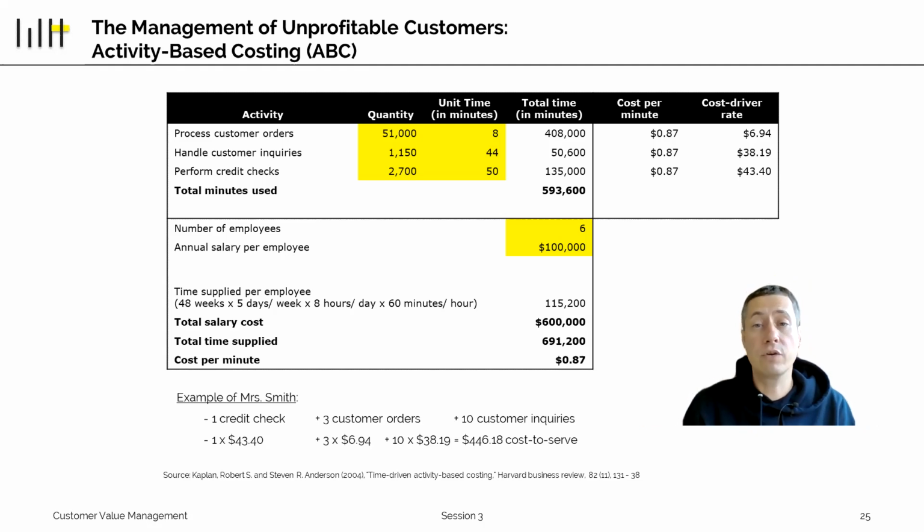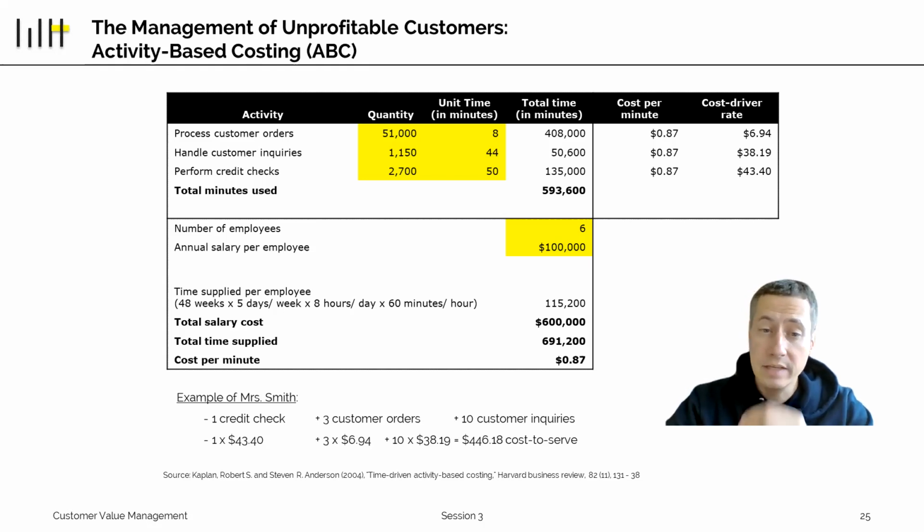And now you look at each individual customer. Take Mrs. Smith. There's one credit check that Mrs. Smith has to make at the beginning before she places her first order. She places 3 orders and she does 10 inquiries. Multiplying this all out means she has cost to serve of $446.18.